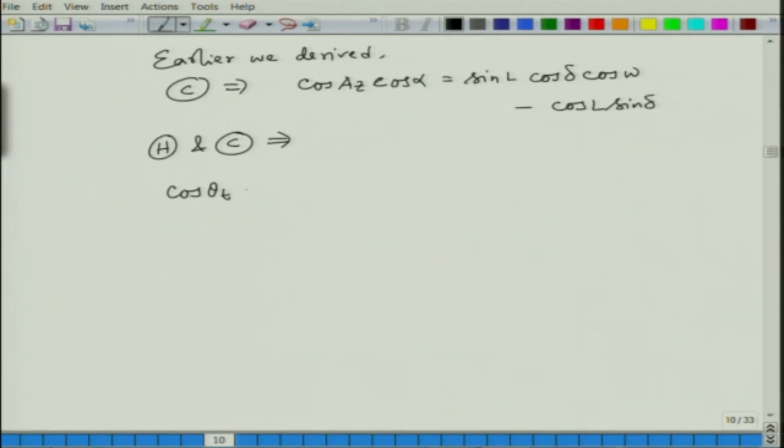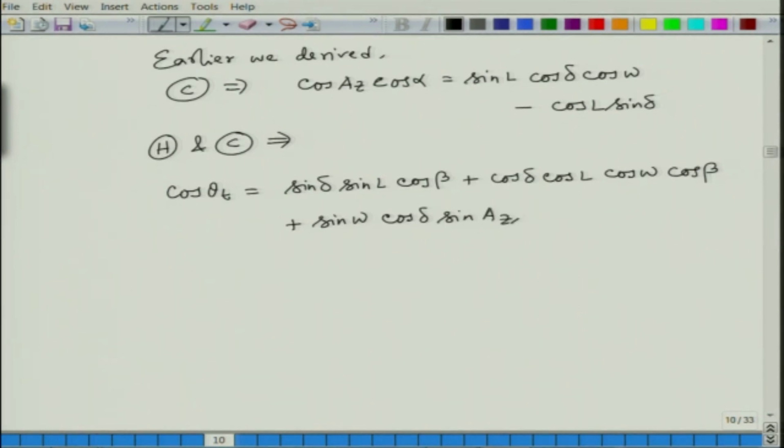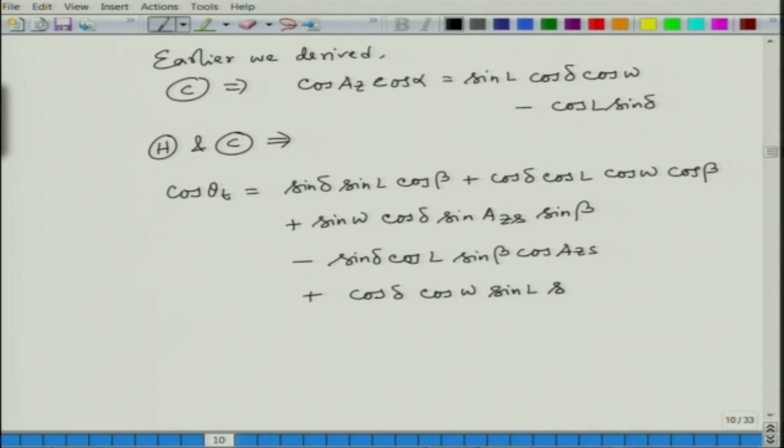So, let me write it: cos theta t is equal to sin delta sin L cos beta plus cos delta cos L cos omega into cos beta, plus sin omega cos delta sin A z s, which is surface azimuth angle, multiplied by sin beta, and then minus sin delta cos L sin beta cos of surface azimuth angle, plus cos of delta cos of omega sin of L sin of beta into cos of surface azimuth angle.